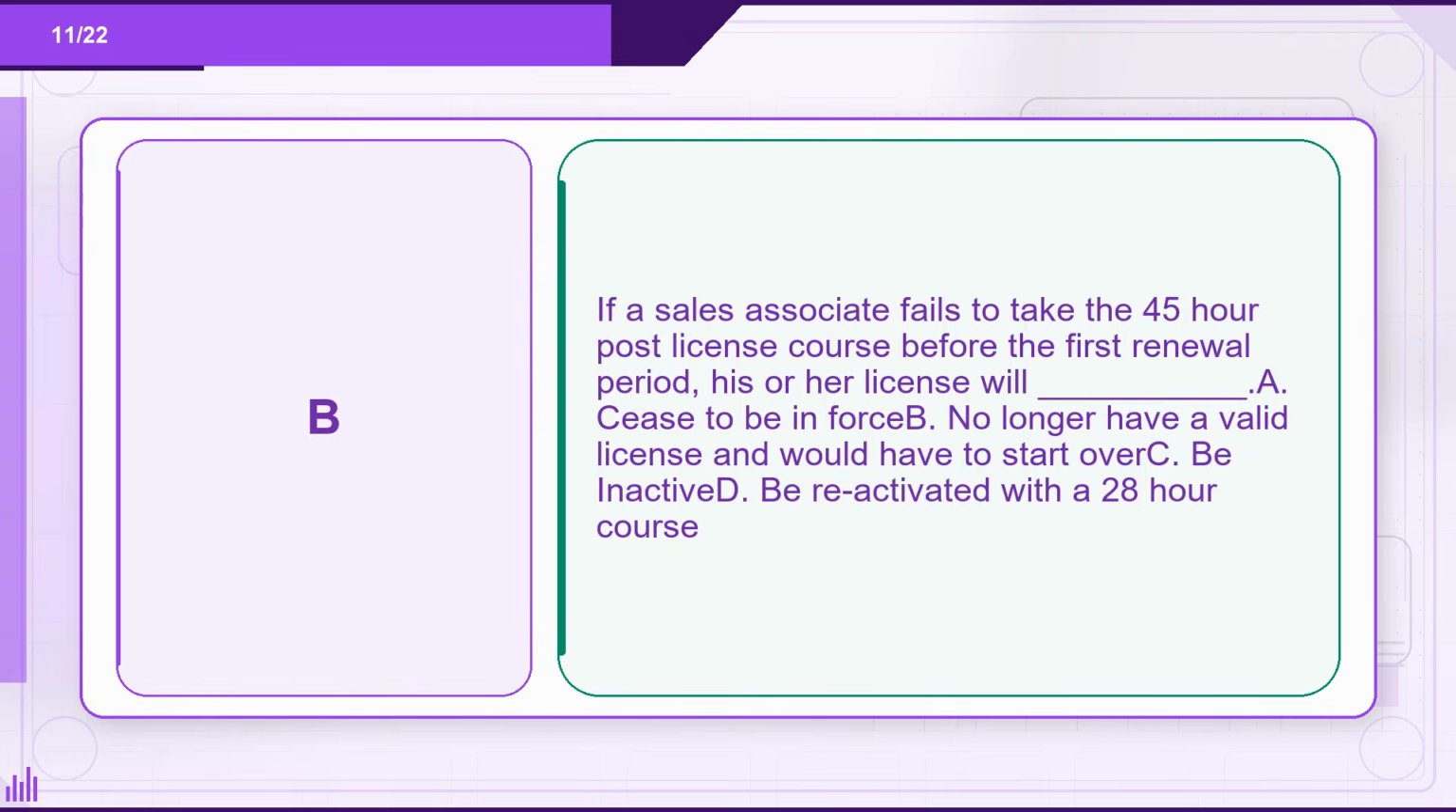Flashcard 11. Term: B. Definition: if a sales associate fails to take the 45-hour post-license course before the first renewal period, his or her license will: A. Cease to be in force. B. No longer have a valid license and would have to start over. C. Be inactive. D. Be reactivated with a 28-hour course.